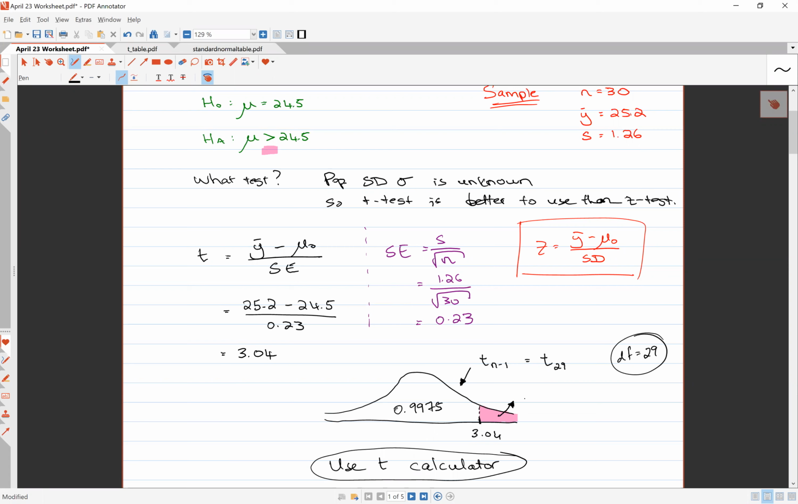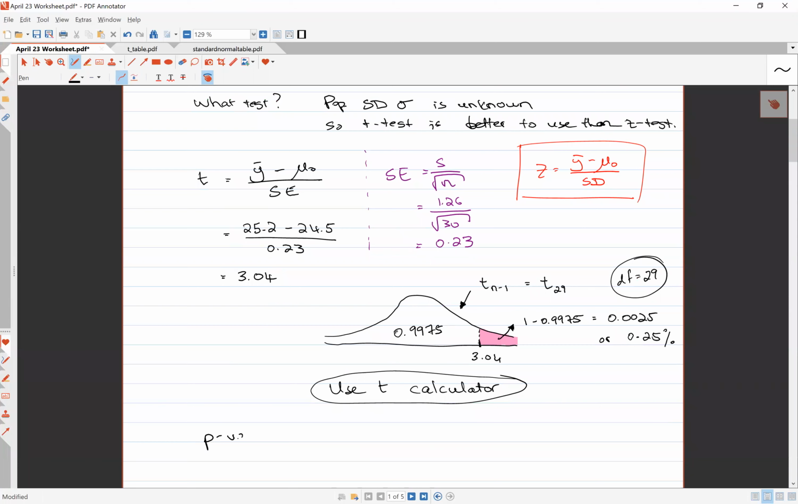So if we want to know how much is in the tail, we have to subtract that from 1, which in this case gives us 0.0025. Or if you multiply that by 100, you get a percentage, which in this case is 0.25%.